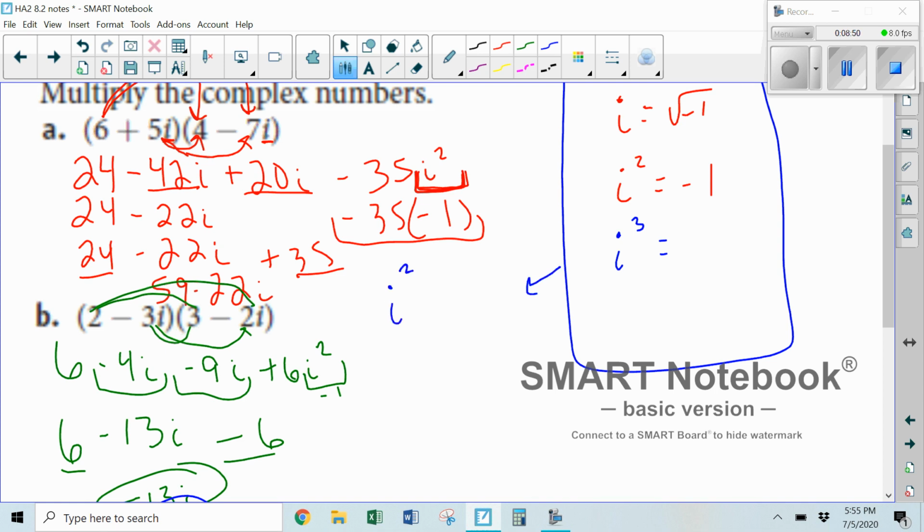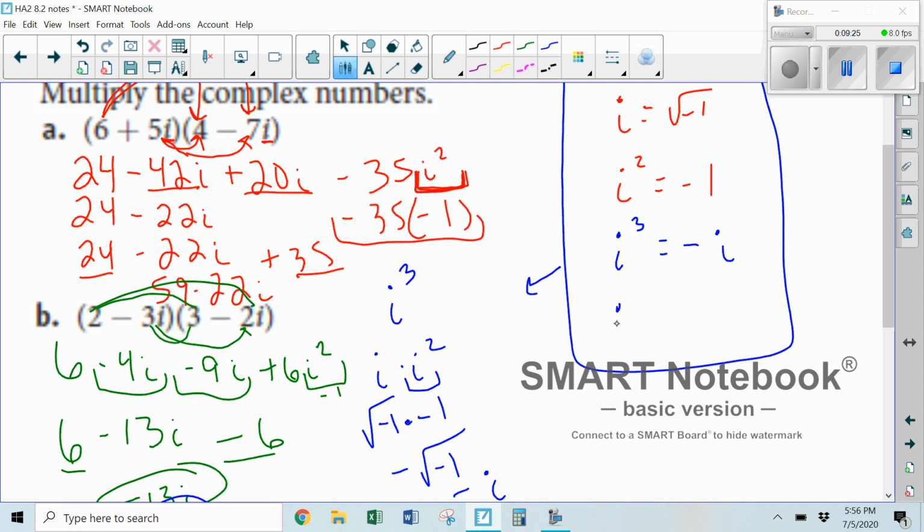Isn't i cubed the same as i times i squared? Right? So what's i? Square root of negative 1. And what's i squared? Negative 1. So when I multiply those together, I get negative root negative 1, which is negative i. Pause the video, go back through that if you need to for it to make sense. So i cubed is negative i.